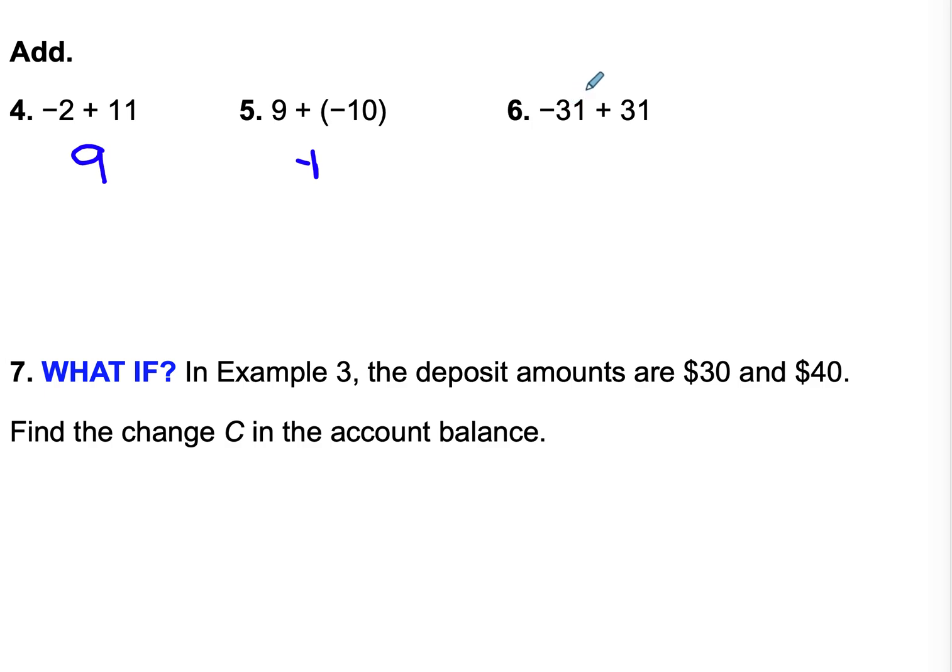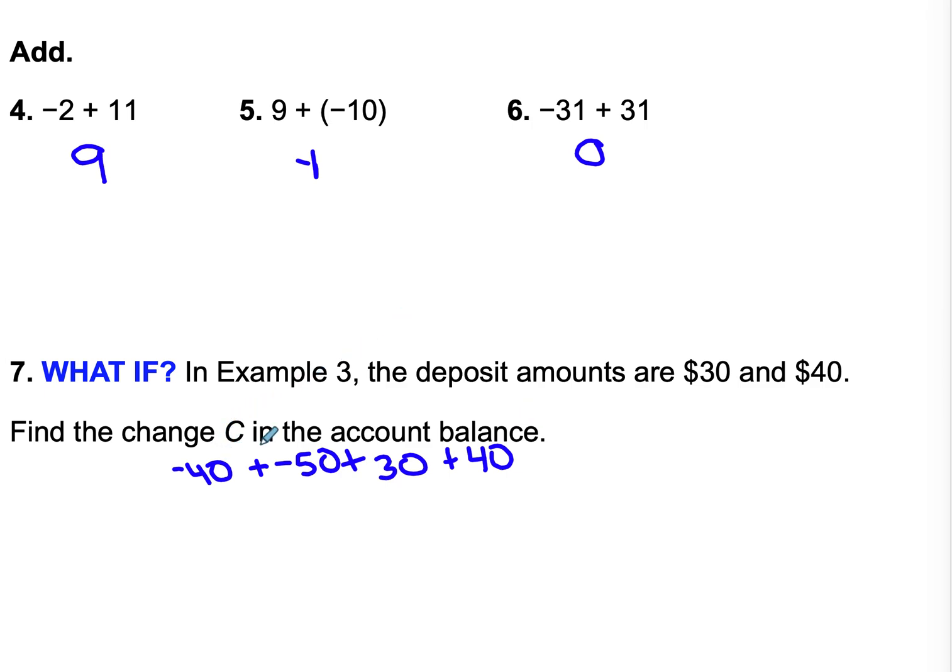And then 6, -31 plus +31. Again, those are additive inverses. Additive inverses are always going to equal 0. And then here, in example 3, if the deposit amounts are 30 and 40, find the change in the account balance. So originally I had a -40 and I had a -50. And my deposits now, my positive numbers are changing to be 30 and 40.